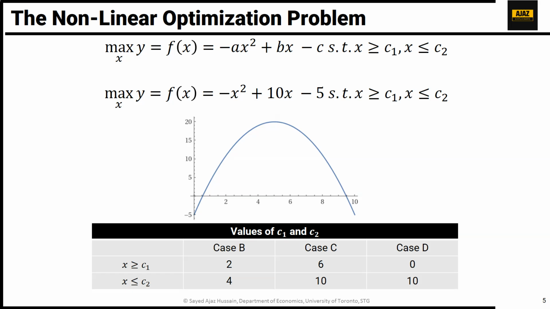So let's begin. You have this problem right here, and remember that A, B, C are positive. You can see what I've done here is A is equal to 1, B is equal to 10, and C is equal to 5. I'm going to consider various cases. You will notice that I consider the first case, which is C1 is 2 and C2 is 4. That's your case B. In case C, I make C1 6 and C2 10.